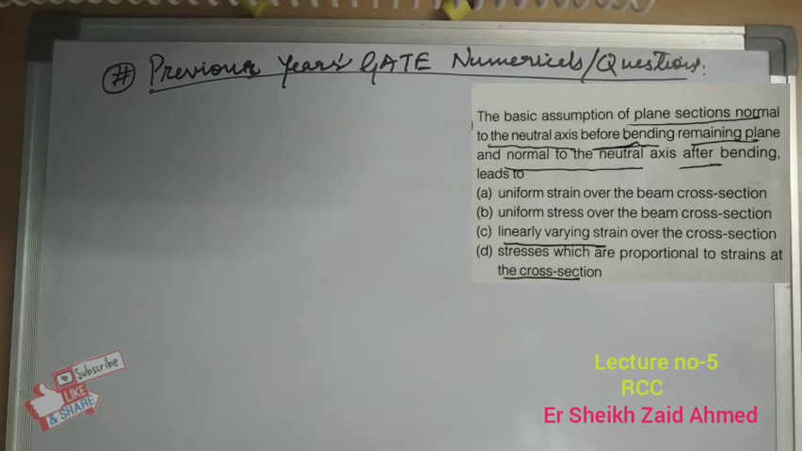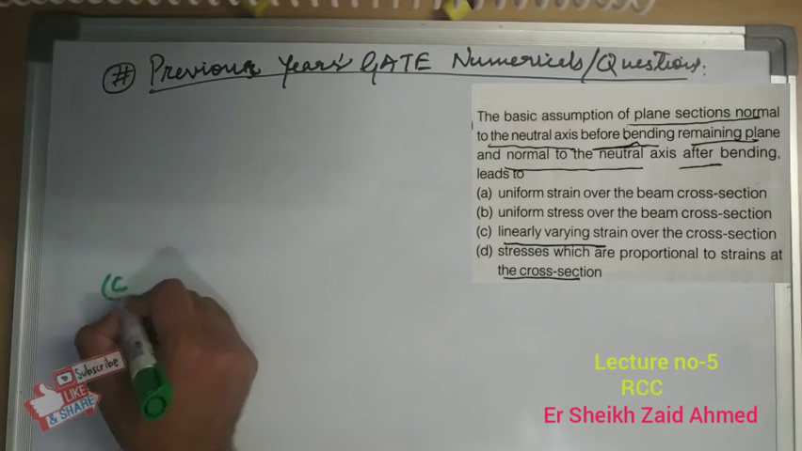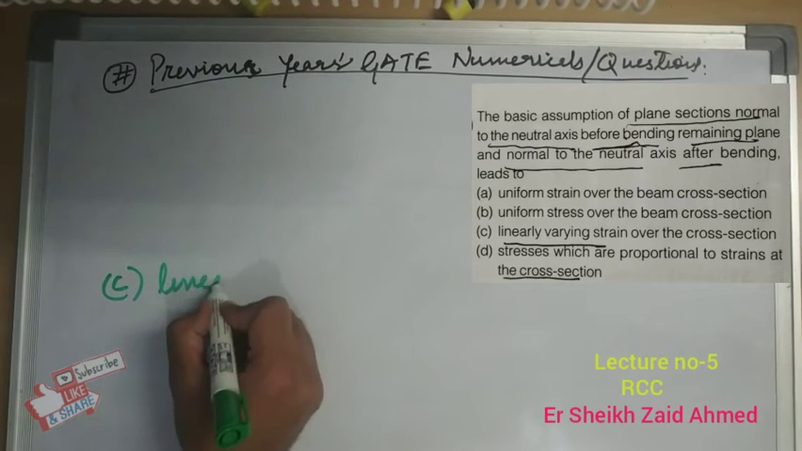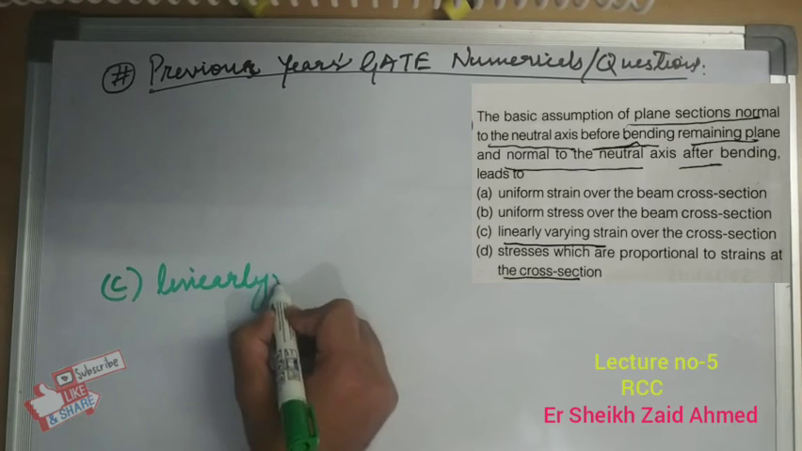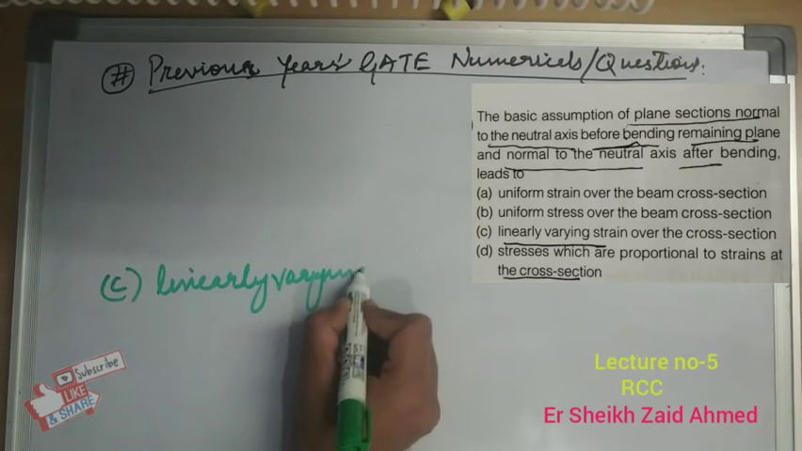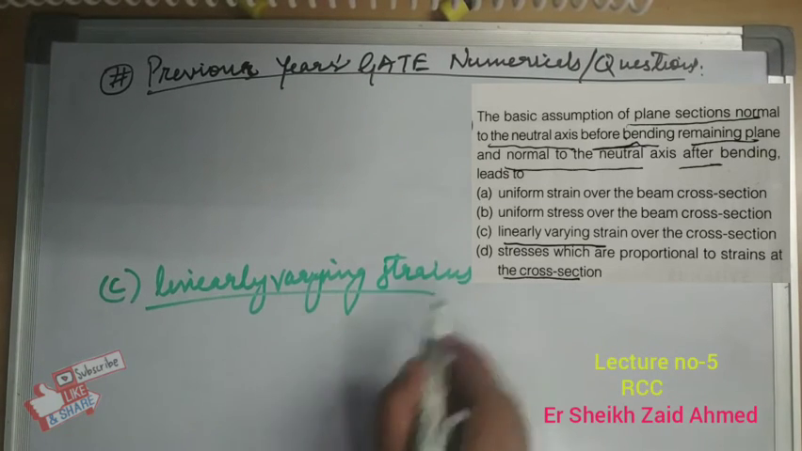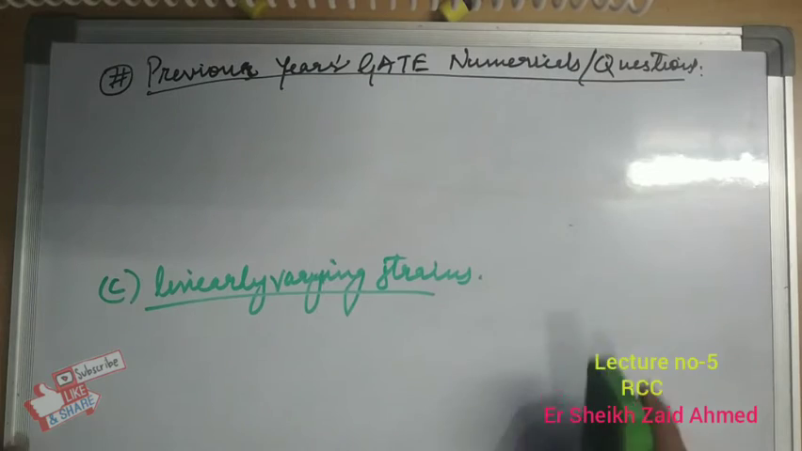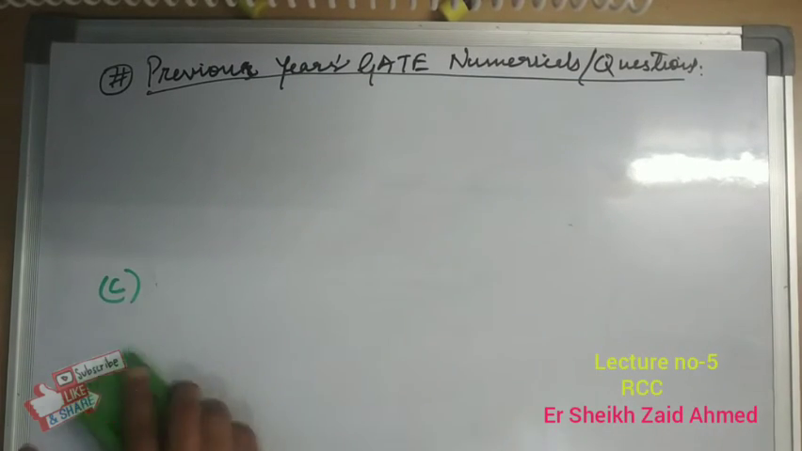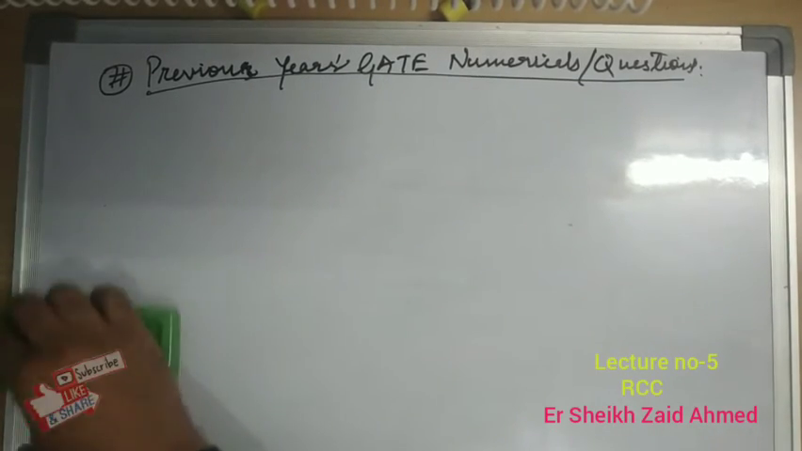Now this question came in GATE 1995 and it was of 1 mark. So it is simple that the basic assumption of plane section normal to the neutral axis means linearly varying strain over the cross section. So our option C is correct, linearly varying strains. So this was the first numerical, not a numerical, it was a conceptual question based on assumptions.